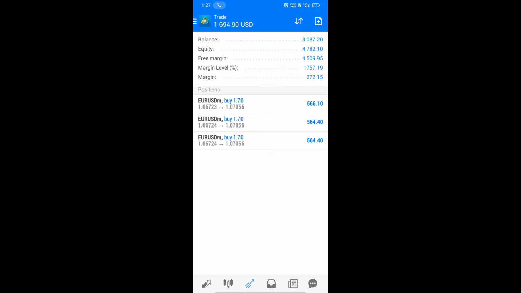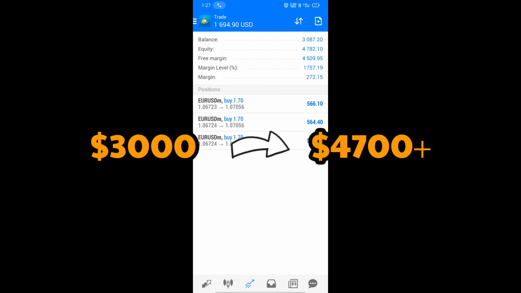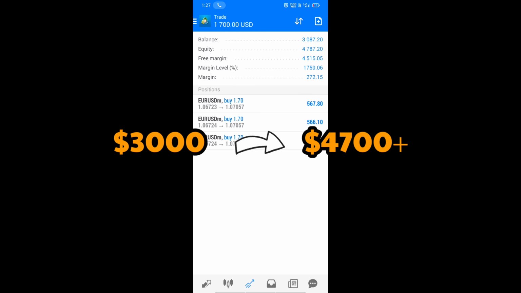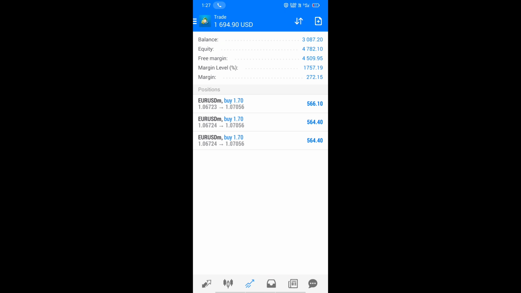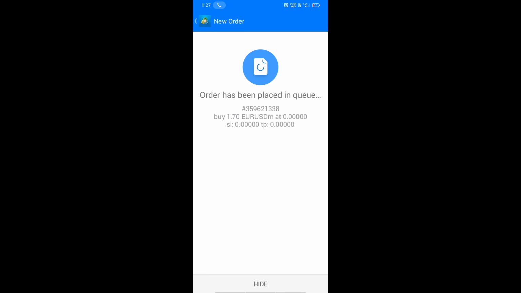Guys, our profit is above $1,600. We had deposited $3,000 in this account, which has grown to $4,700. This trade required the most patience, for which we were already prepared. Always keep the market simple. We can make profit even with simple analysis. Always practice the same setup again and again.